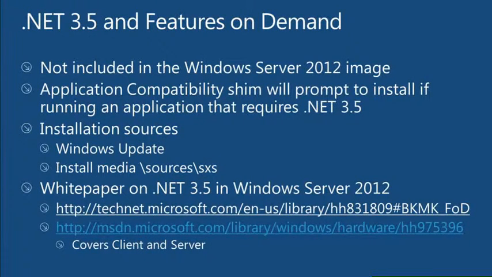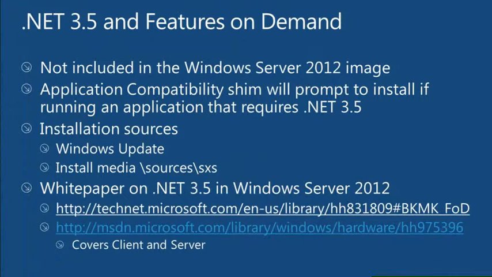So those of you that have installed the beta or the release candidate for Windows Server 2012 may have noticed that .NET 3.5 is not in the image. That's because .NET 3.5 has actually been removed via features on demand. So you will see it's in the list of things, but you have to use features on demand to pull it in. On server, there's an application compatibility shim that, when you try to run an installer or a program that requires .NET 3.5, will detect that request and pop up a dialog box telling you that you need to install this via features on demand.